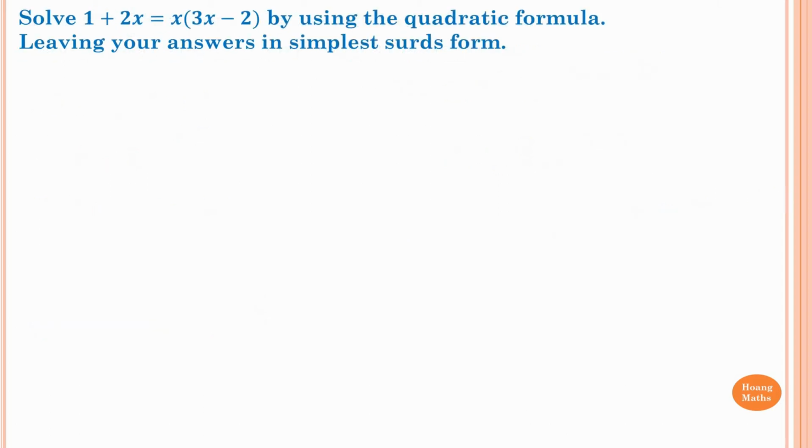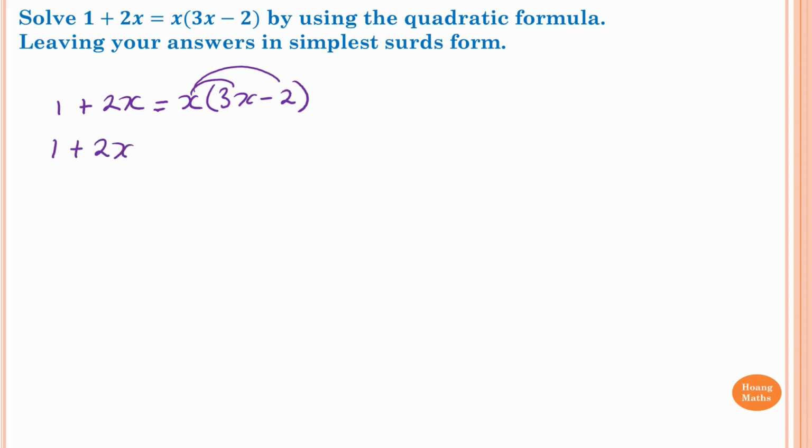Next one. This is exactly the same method, except we leave it in simplest form, or in other words, exact form. Let me write out the equation first: 1 plus 2x is equal to x times (3x minus 2). First step, I remove this bracket first. So I write this down first.